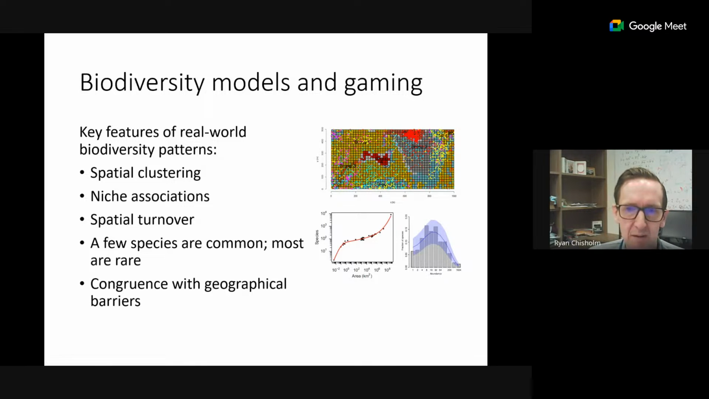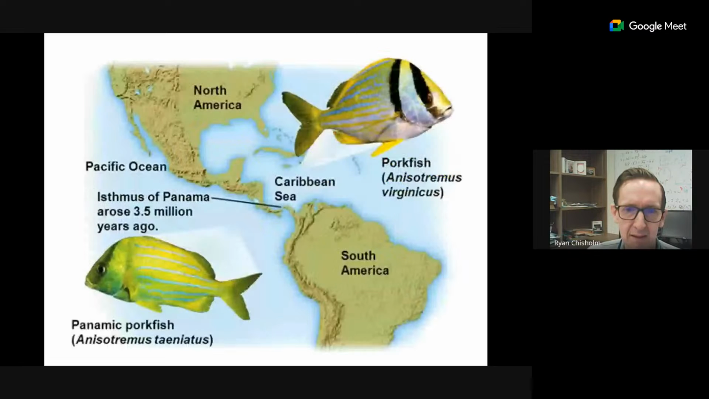Congruence with geographical barriers. Right. I just want to talk about what I mean by that. This is another Panama example. For people who have been snorkeling, diving, you might have been to the Caribbean. If you go snorkeling here, you'll see a bunch of fish, like this porkfish. But if you cross the Panama Isthmus, which arose a few million years ago, which is a short time in terms of evolution, you see another bunch of species of fish, but they're sister species of the ones in the Caribbean. Okay, because these species are separated by a few million years of evolution.